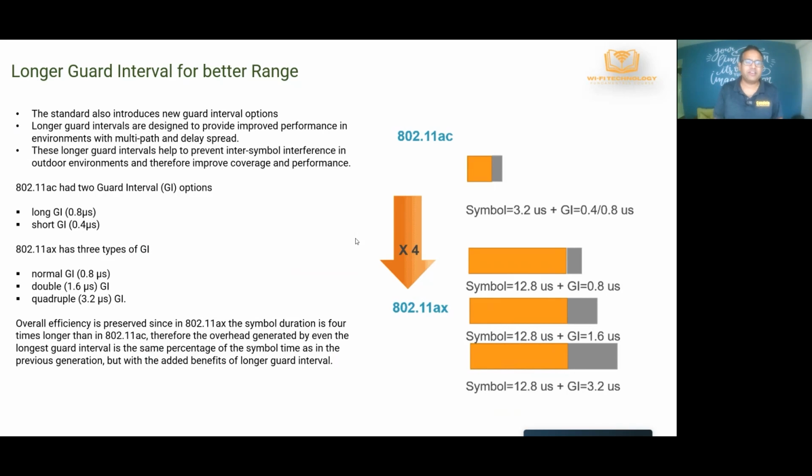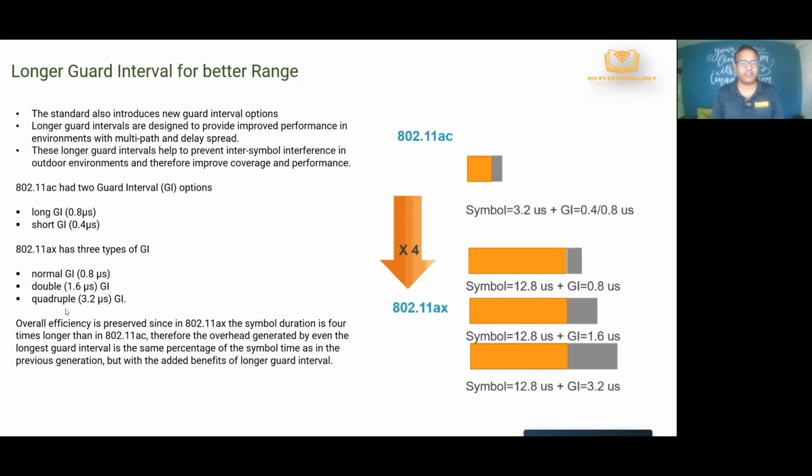So with 11AX, they even added longer guard intervals, like 0.8 microseconds, then 1.6, and then 3.2 microseconds. So that increases the overhead from a guard interval point of view, but the overall efficiency is not going to be hurt, because even though the guard interval is increased, the symbol time is also increased, and the intersymbol gap is also decreased a lot. So overall that compensates for the loss in efficiency. So these are some of the changes.